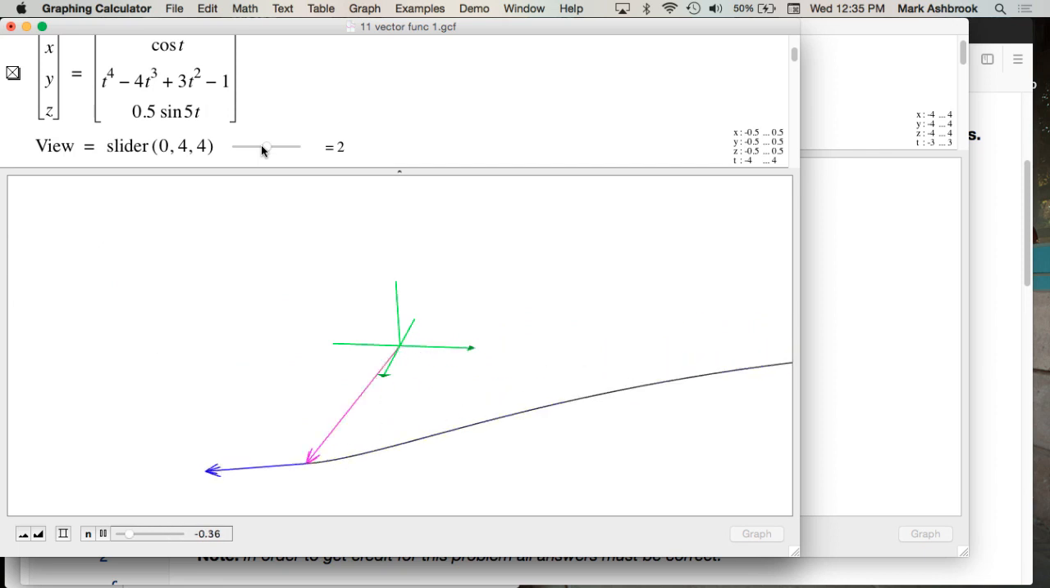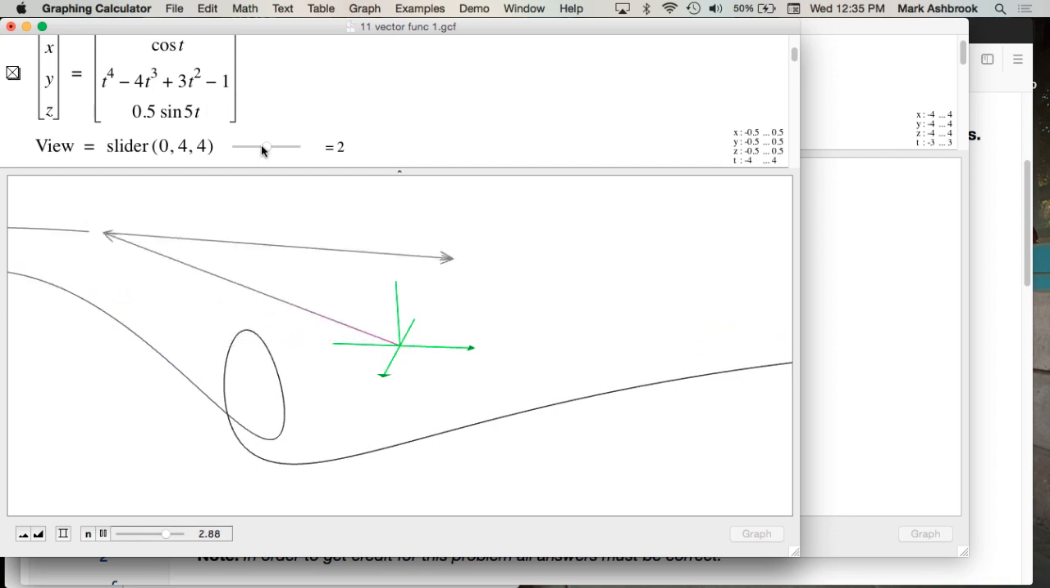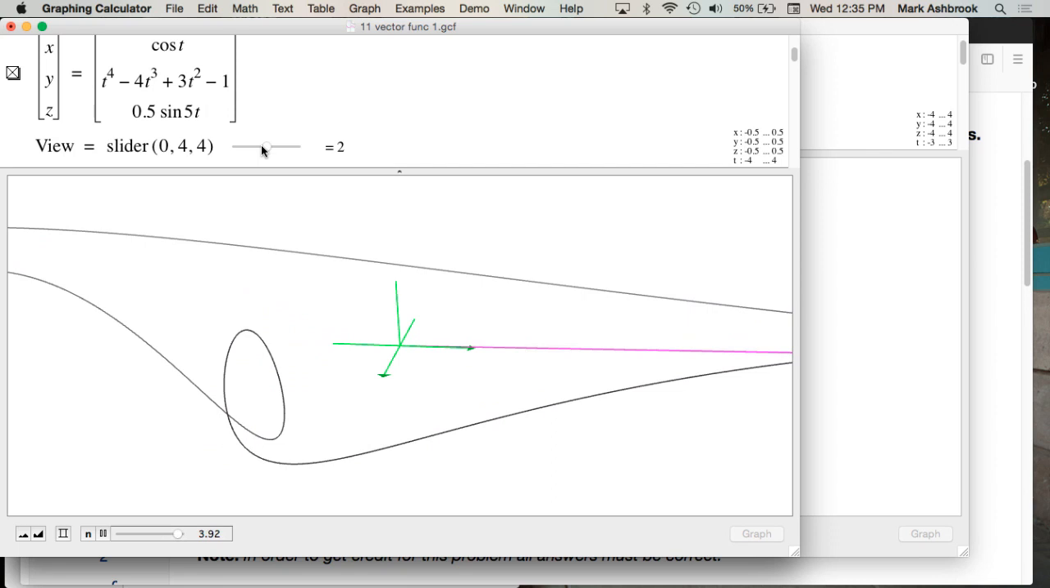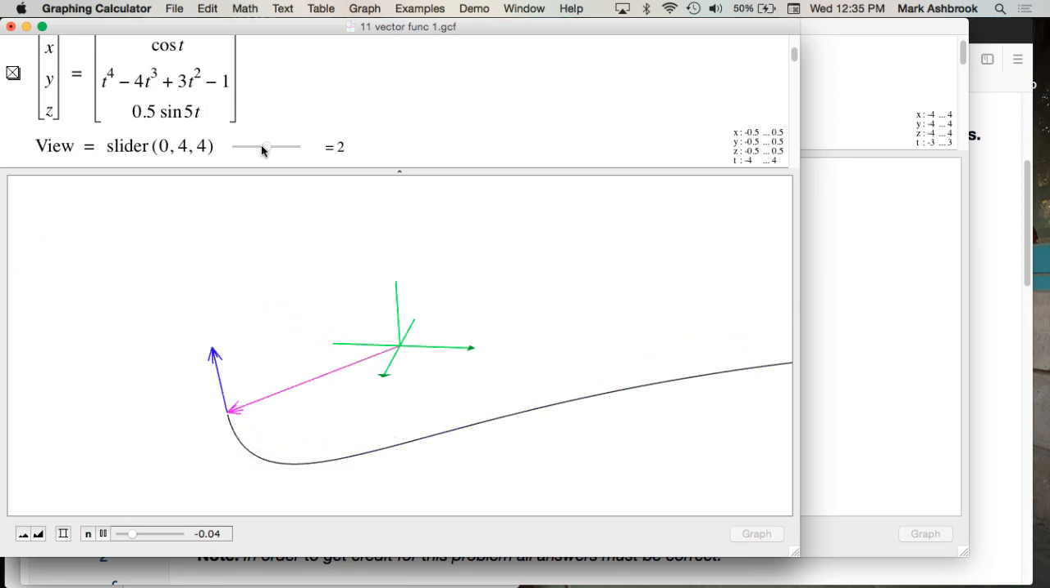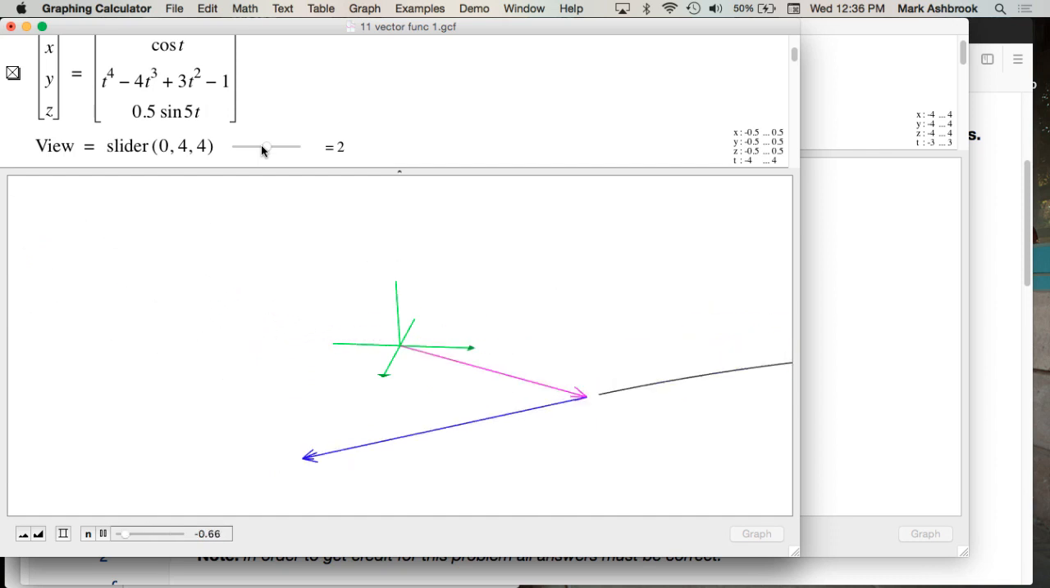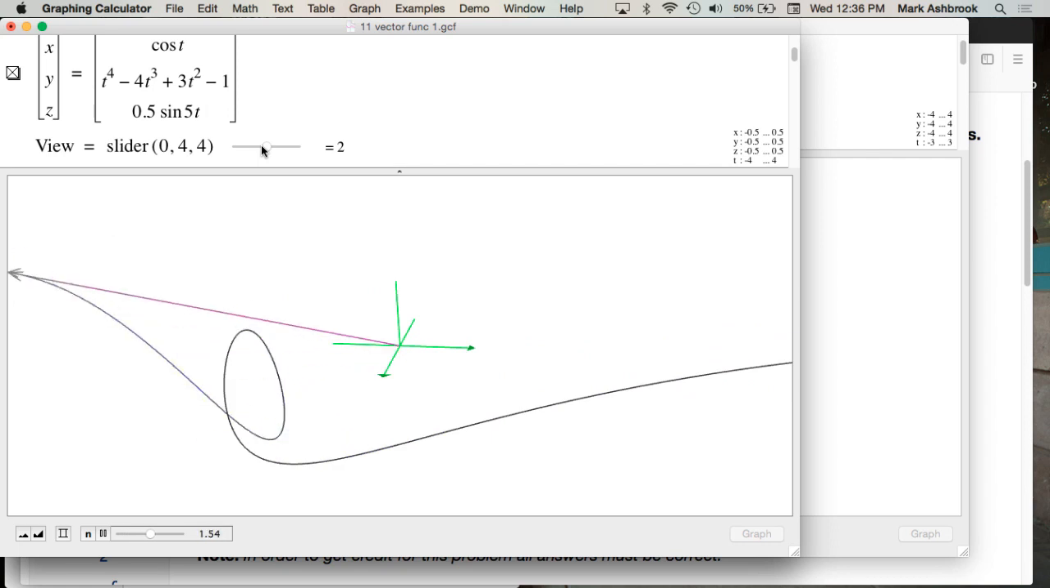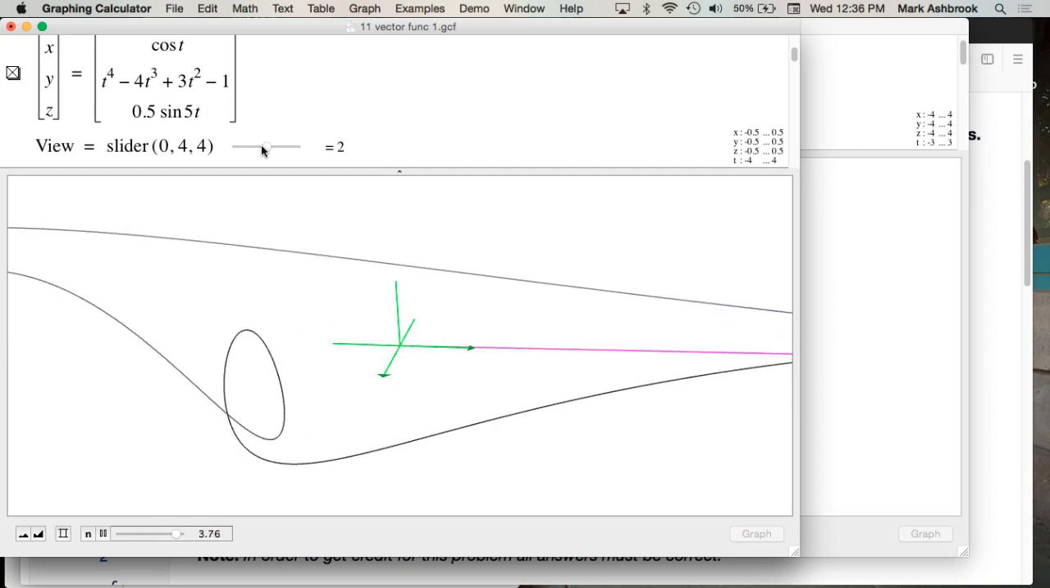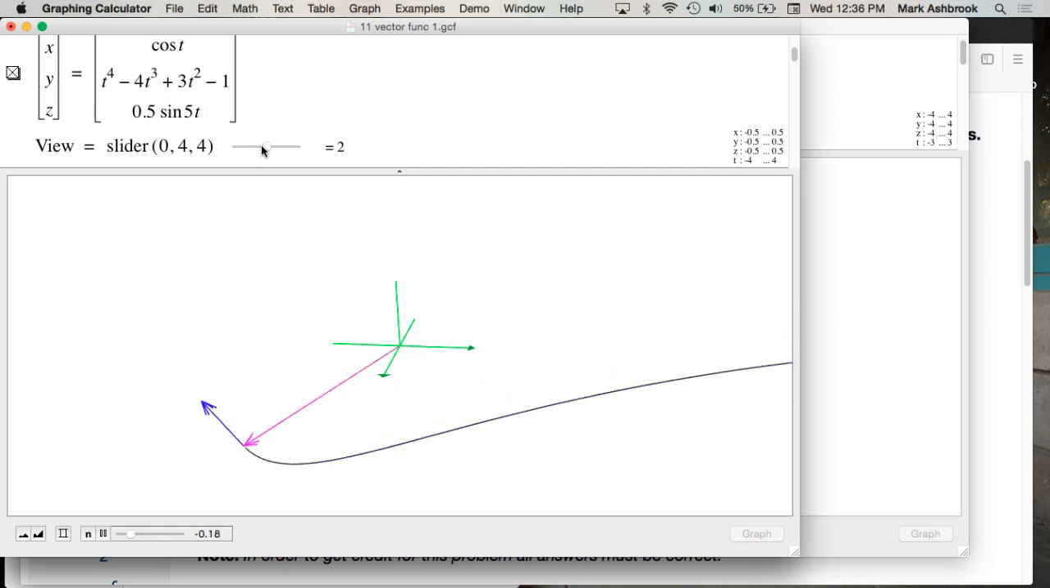Which way is it pointing? It's pointing in the direction that the curve is being swept out at that moment, right? So it's always pointing in the direction of the curve. Okay? Everyone see that? So if this were a particle flying through space, it's the direction of the particle's movement at any moment. Okay? What about the magnitude? Is it constant or changing?